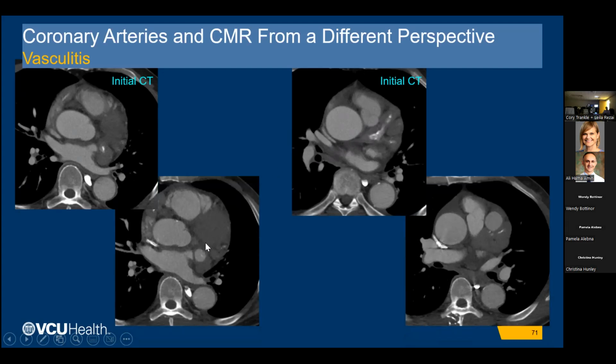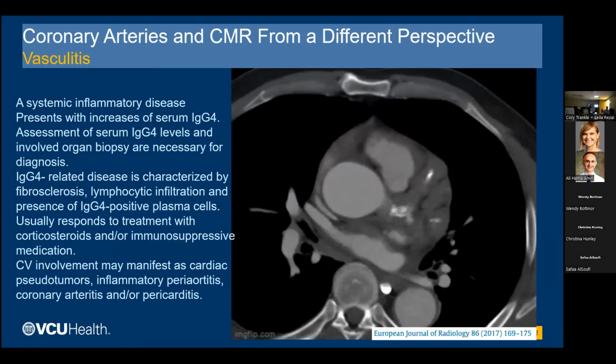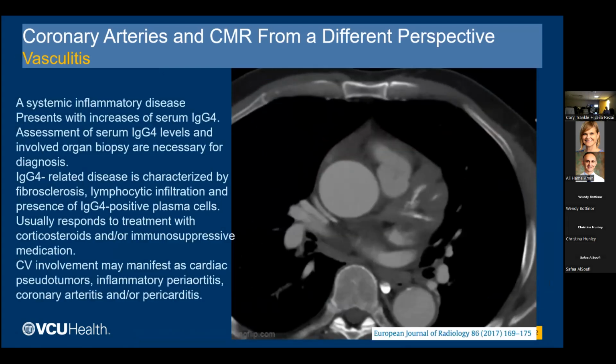with wall thickening. But unfortunately, over time, all these coronaries started becoming pretty aneurysmal. The lumen showed aneurysmal dilatation and kind of a beaded appearance, and eventually patient succumbed to his illness.